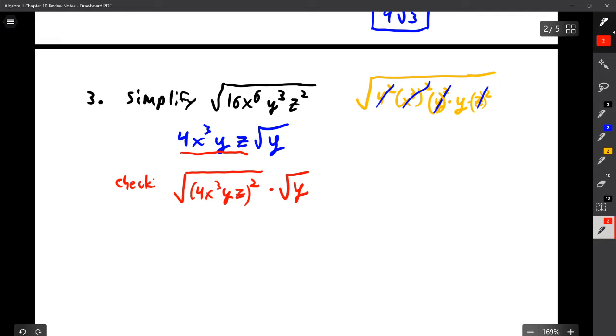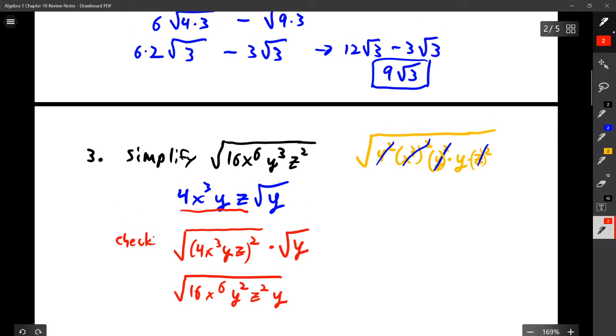Well, so I have to square everything here. 4 squared is 16, so I'm still inside the square root here. That's just 16. X cubed squared is x to the 6th. Y squared, z squared. And then I have this y. And when I do the y squared and y, that'll take me back to a y cubed, and that will have me matching what I started with. But my answer is this. That is my answer.